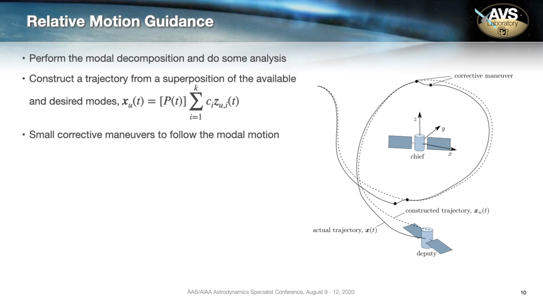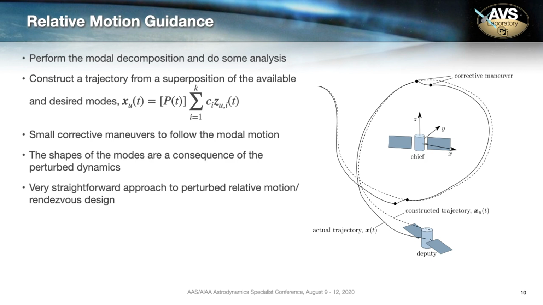Then, since you've done all this analysis using a dynamical system that's only similar to your true dynamics, you will have to do occasional small corrective maneuvers to ensure that the spacecraft follows the desired motion. So this is an interesting approach because it isn't about mitigating the effects of perturbation. The shapes of the modes themselves are a consequence of the perturbed dynamics.